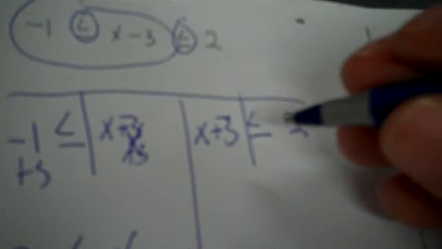Meanwhile, on the other side, same thing. No multiplying or dividing, so the sign will stay the same. We take out the negative 3 with a plus 3. We have x and 5. So we have 2 and 5. Circle both, fill them in.